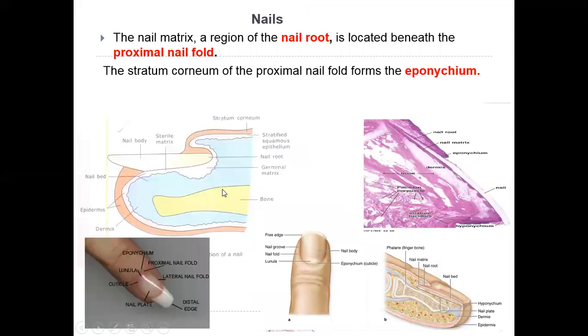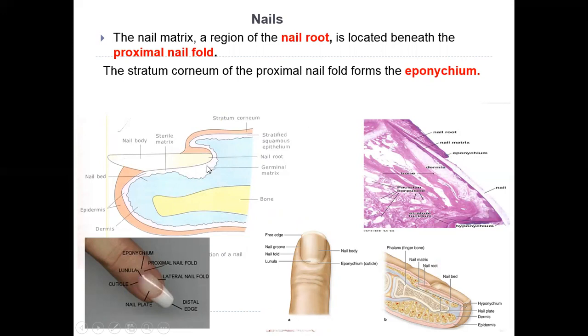There are some other features of the nail in detail. So nail matrix, or germinal matrix, is an area seen at the region of nail root. If you consider this as nail, this is the body of the nail, this is the root of the nail. Just below that, there's an area called germinal matrix, which is just below the proximal nail fold. So these are proximal nail fold, these are lateral nail fold. Just beneath this, there is germinal center or germinal matrix.